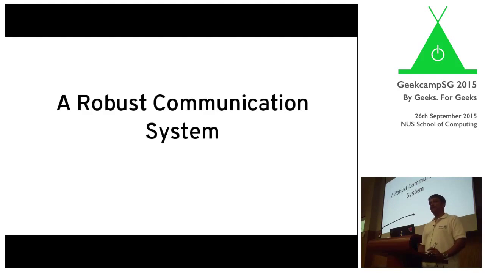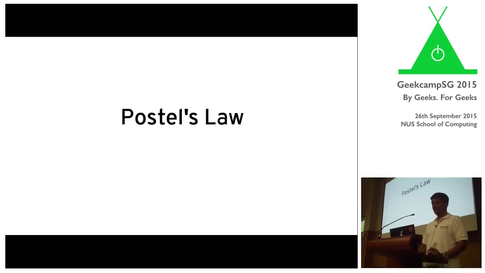So, what we need to do is therefore build a robust communication system. We think we have. Do you think you have one? Do you think the communication system you have now is robust enough? Okay. So, there is a law called Postel's law. Anybody know who Postel is? John Postel? Only one person?